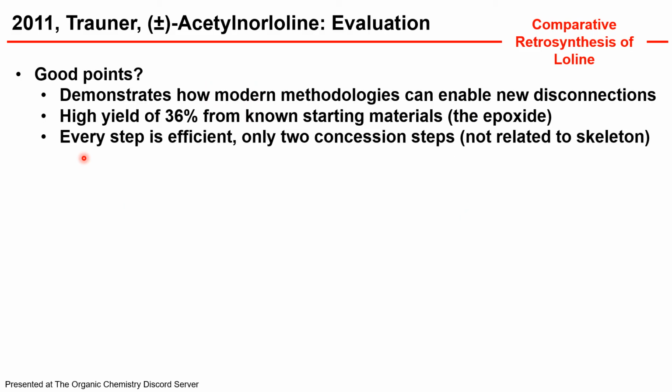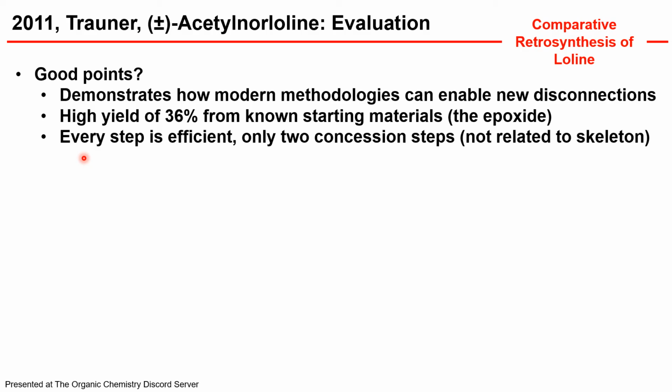So again, we have the same point about modern methodology. You can make that point about pretty much every modern synthesis. But then they get a 36% overall yield from that epoxide. So it's not from the very beginning, but it's from a known starting material. That is crazy, right? 36% is something you could be happy with as a commercializing it, right? I think. I'm not a process chemist, whatever.